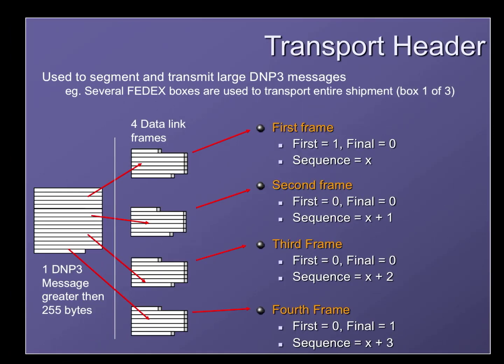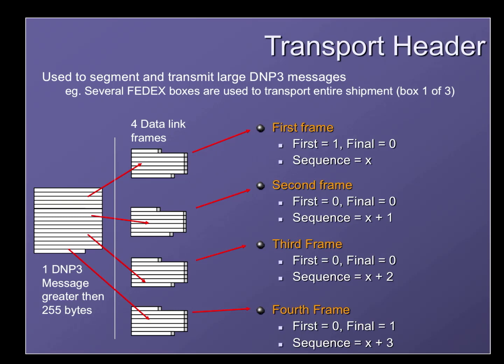So what if we have a DNP message that's so large that it would require 4 frames? So 1 frame wouldn't be enough at 255 bytes. The 510 bytes wouldn't be enough for 2 frames. You get the idea. So we would need a total of 4 frames in order to communicate back the response. If that was the case, then that's where the transport header would come in.